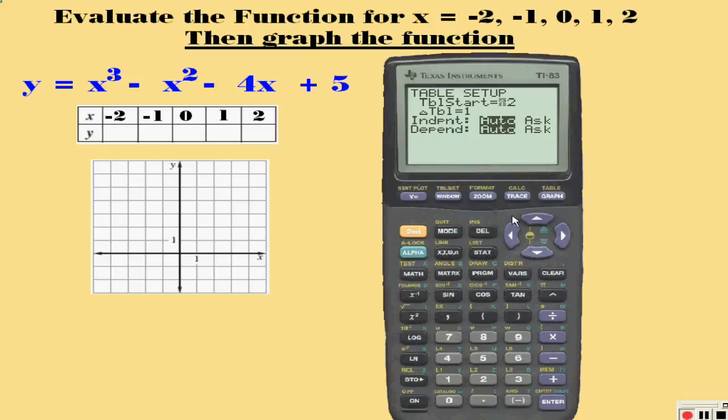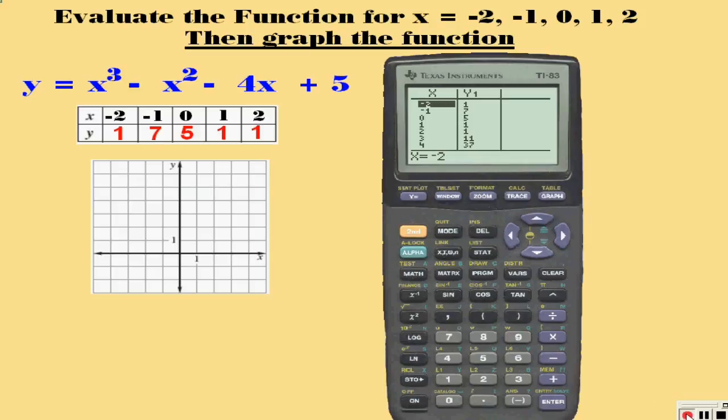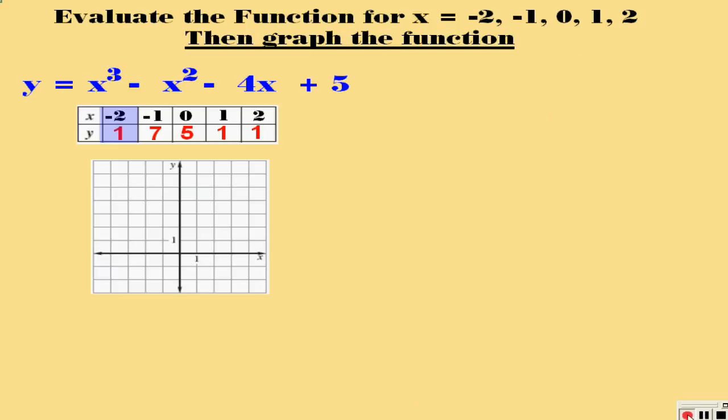Next, we go to the second graph button, and there will appear the x values from our chart and the y values that go with them. What we now do is just put the numbers that go with -2, which is 1, and so on, into our chart. We will then graph the ordered pairs and connect the dots. We will then check it by the calculator.